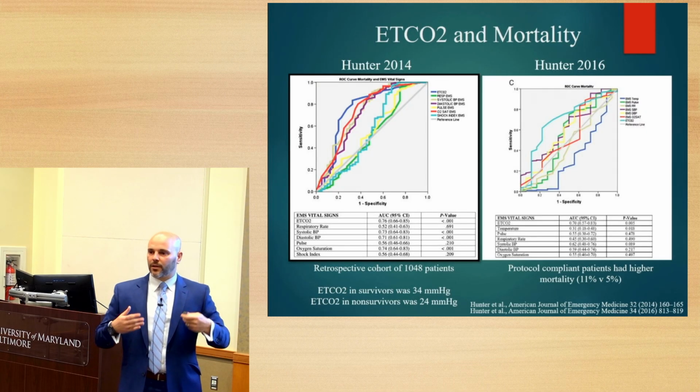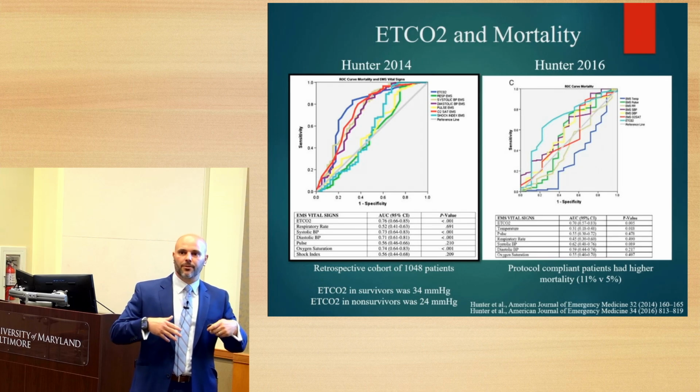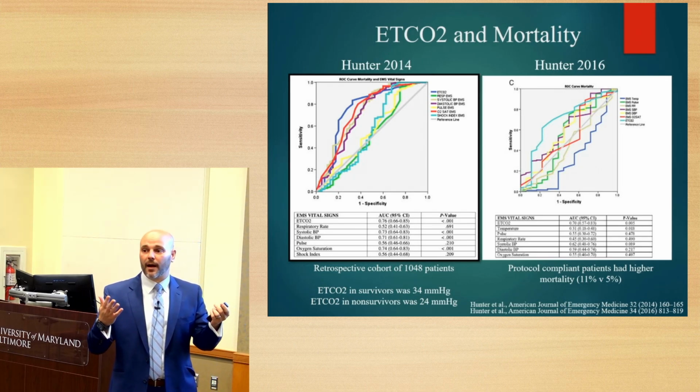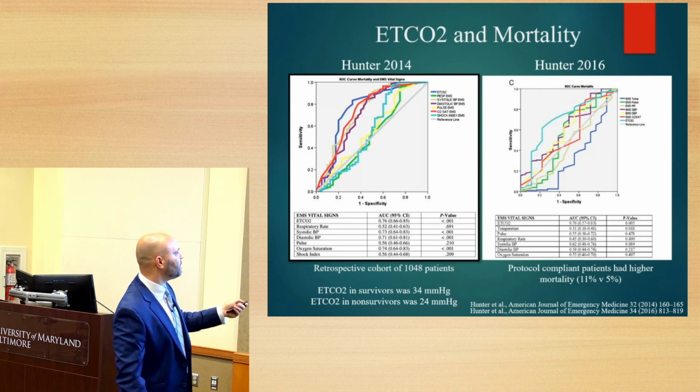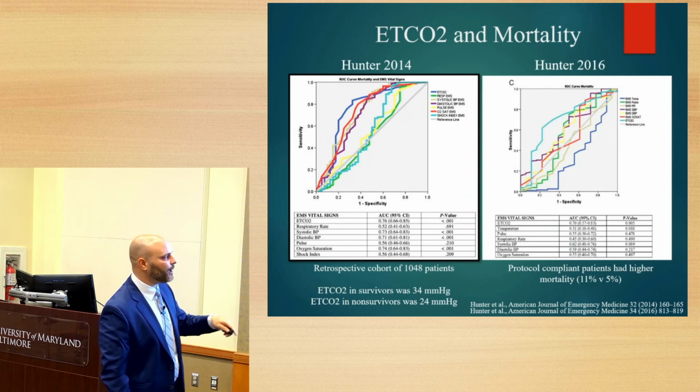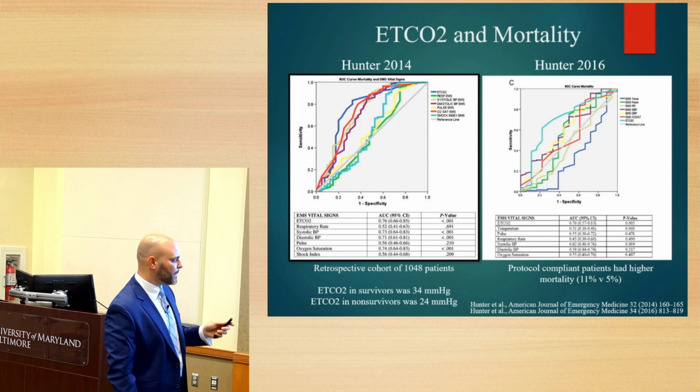And as you can imagine, with lower end tidal CO2s, higher lactates, more acidosis, these patients have higher mortalities. So again, these are receiver operating curves of end tidal CO2 outproducing vital signs for mortality in different studies. So area under the curve of 0.76 and 0.7, again, outproducing any other vital sign that you can see.